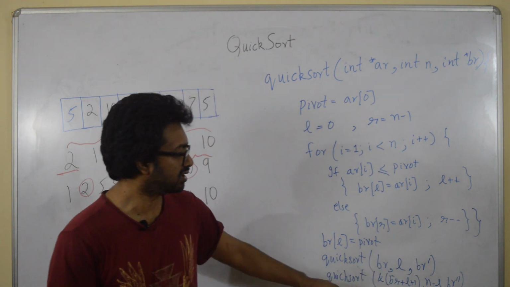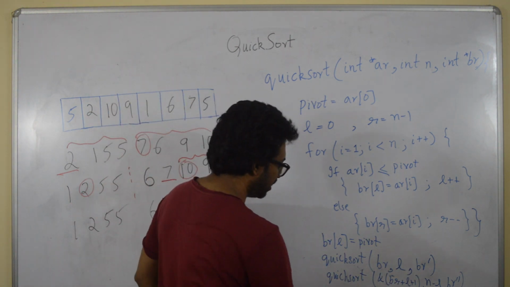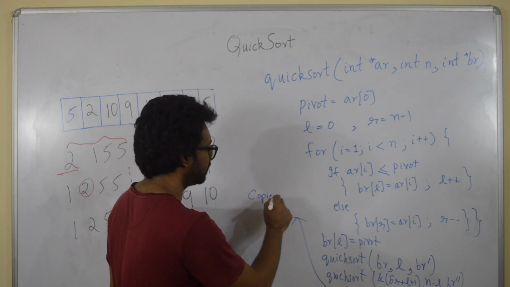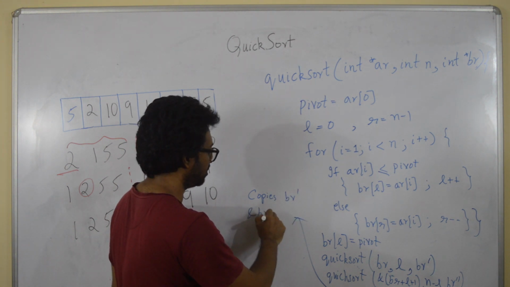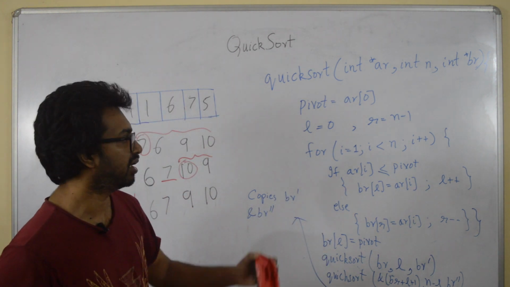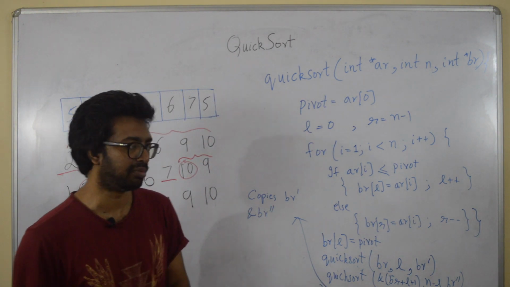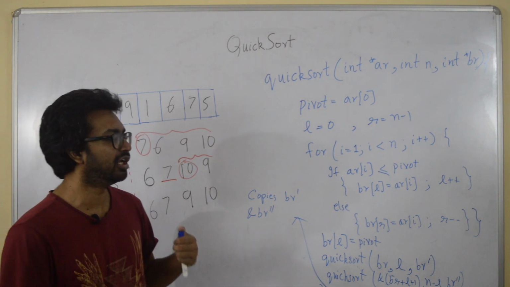So these two recursively we are going to sort the two subarrays, and then we'll have to have some function here which basically copies BR dash and BR double dash into one array, into BR, and return. I'm going to skip that part. So that will give me a sorted array. This is the main idea of Quicksort.